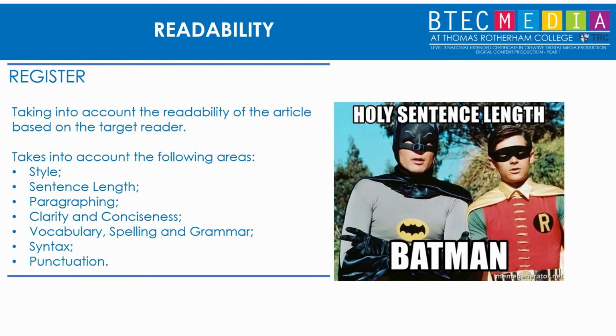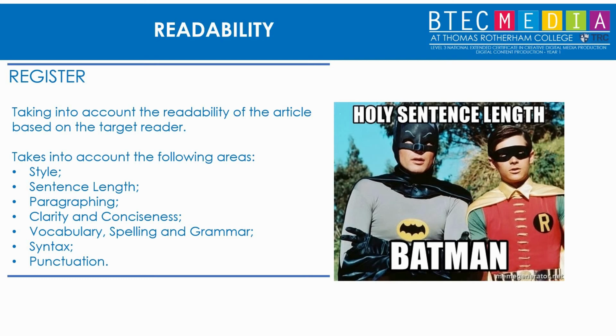Okay, the sentence length. Are the sentences too long or too short? If you were writing an article aimed at younger audiences, you would probably argue that your sentence length would need to be a little bit shorter, because it's stereotypical that younger people have less of an attention span. So it would be more difficult for them to focus and read an entire full sentence. Same with paragraphs as well. Okay, if you had short, punchy paragraphs, it makes it easier to read.